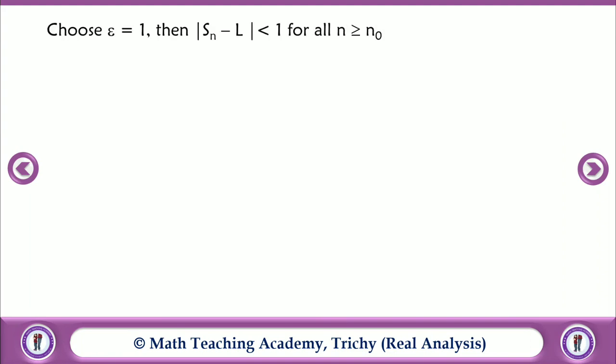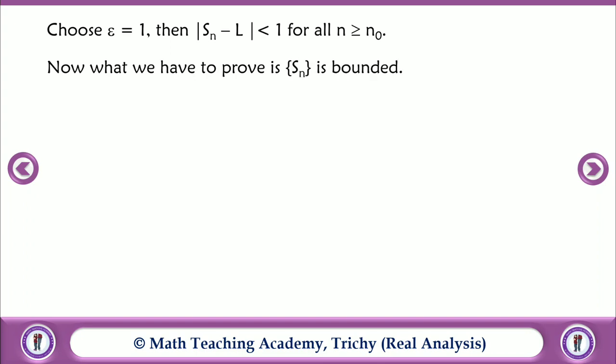Now choose epsilon equal to 1. Then mod Sn minus L is less than 1 for all n greater than or equal to n0. Here, in place of epsilon we have replaced 1, so we got mod Sn minus L less than 1 for all n greater than or equal to n0. Now what we have to prove is that the sequence Sn is bounded. A sequence Sn is said to be bounded if it is both bounded above and bounded below.